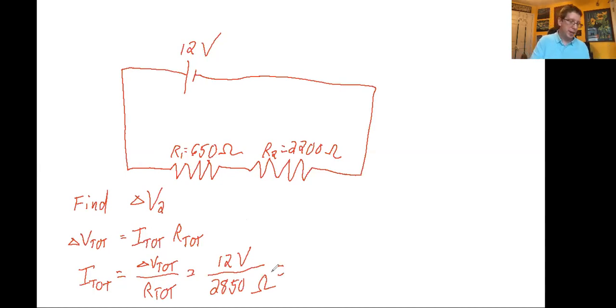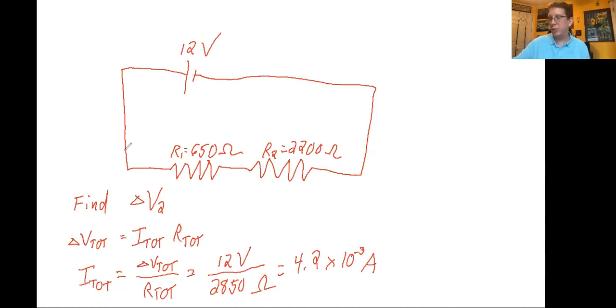And so how much current is that? So that's 12 divided by 2,850. We will do two significant figures. So that's 4.2 times 10 to the negative 3 amperes, or 4.2 milliamps if you prefer. So that's I total, but it's also equal to I1 and I2. Remember, it's a series circuit.